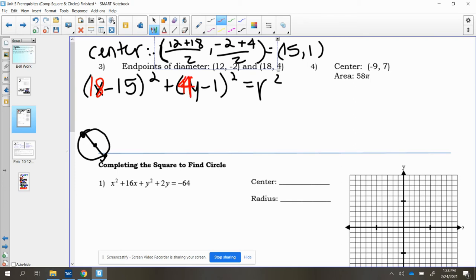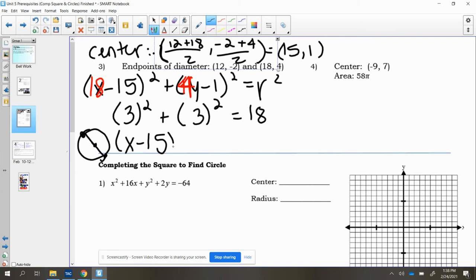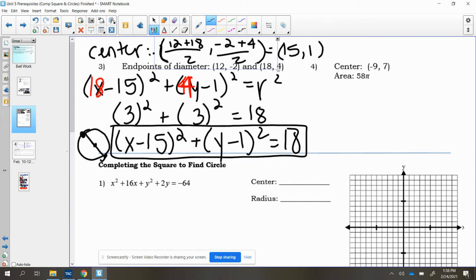So we will plug in 18 and 4 for x and y. 18 minus 15 squared is going to be 3 squared, and then 4 minus 1 again is 3 squared. So our r squared value is 18, and the overall equation of the circle again just has h and k plugged in for our final answer.